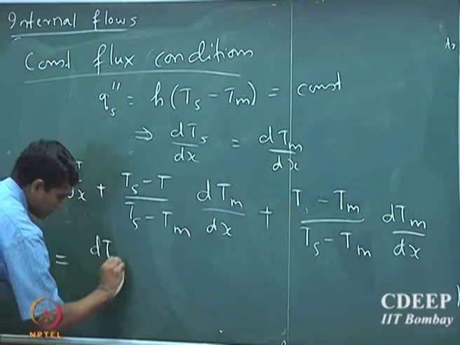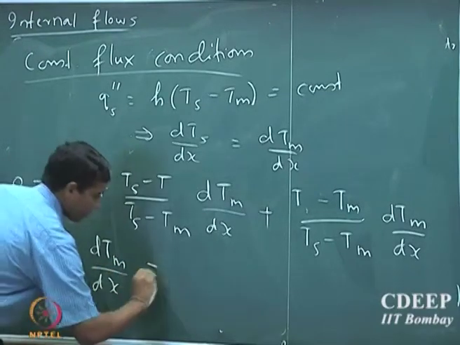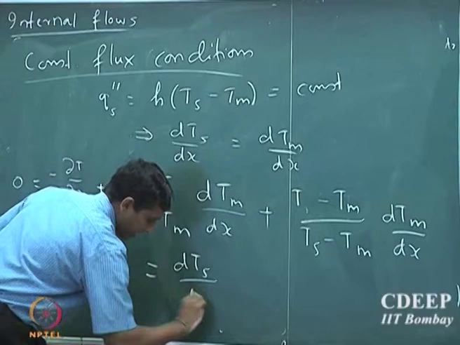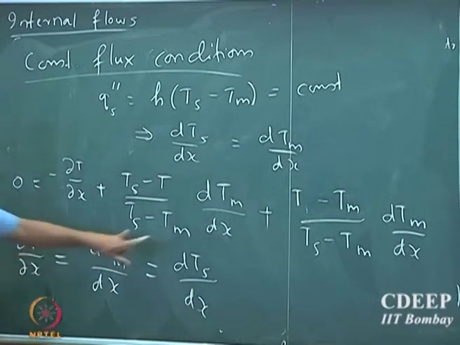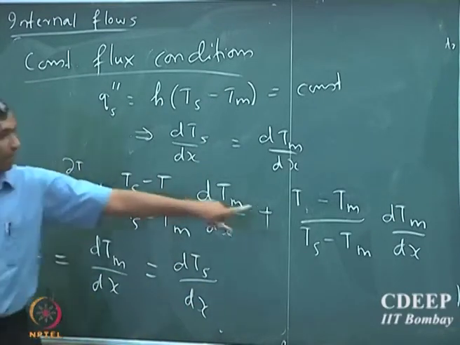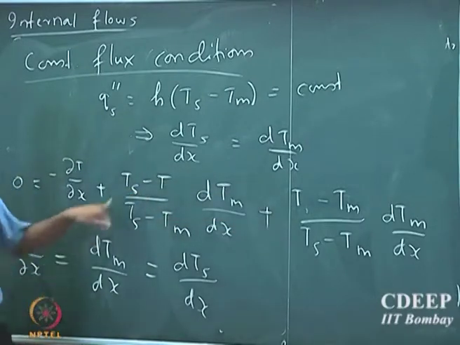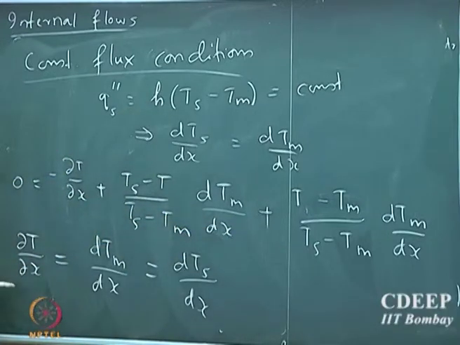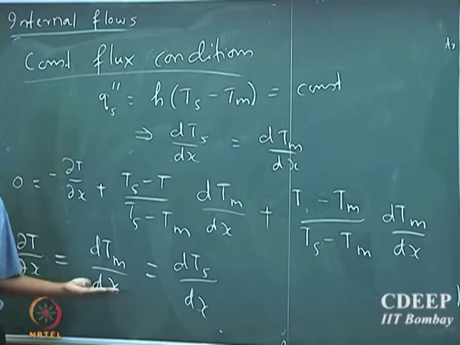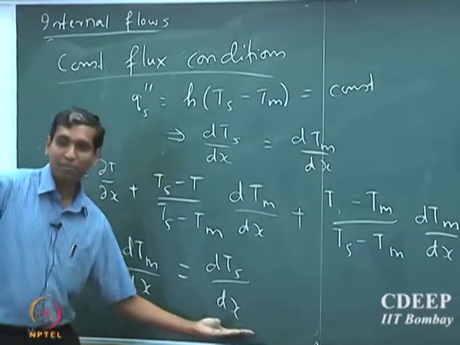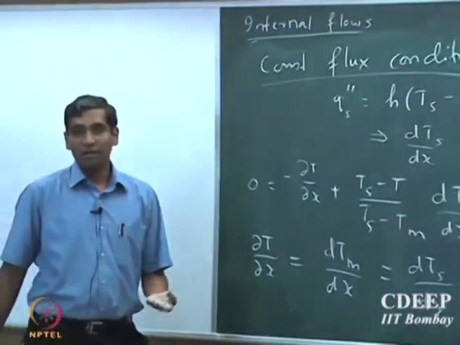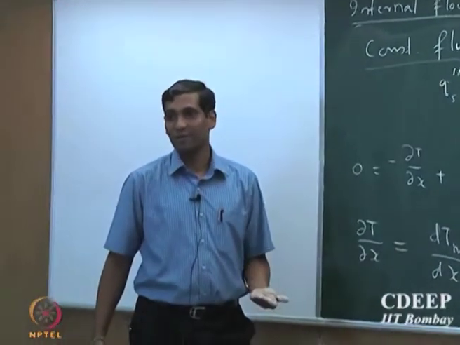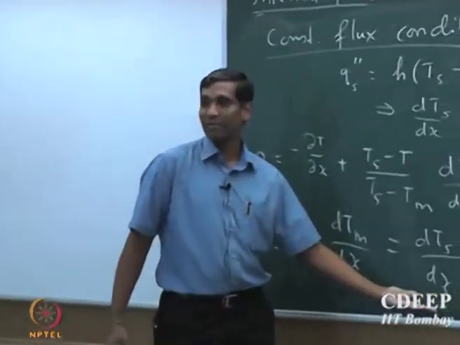So now if I join these two together, you will find that dT by dx is equal to dTm by dx, and that's also equal to dTs by dx. All I have done is club these two, so the local temperature term will cancel out. Ts minus Tm divided by Ts minus Tm goes away. So the local temperature gradient in the x position should be equal to the temperature gradient of the mixing cup average, and that should also be equal to the temperature gradient of the surface. So that's an important insight.